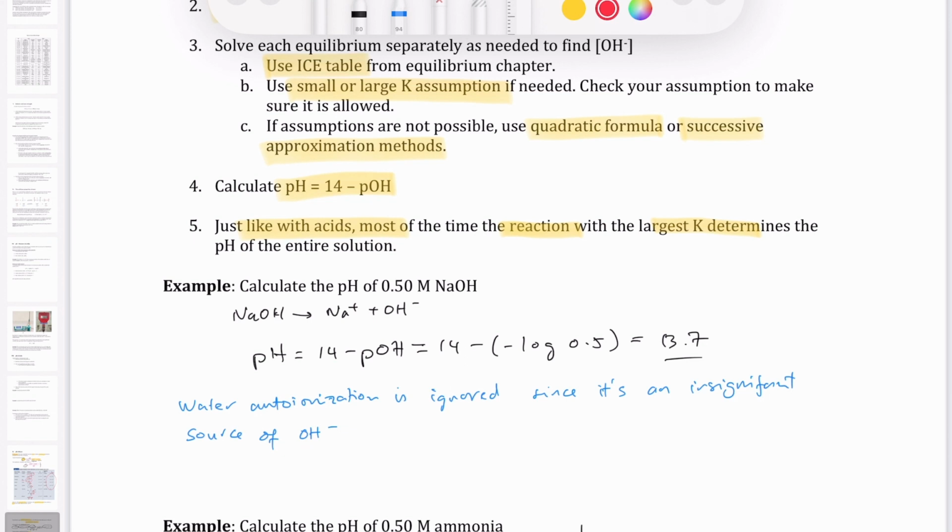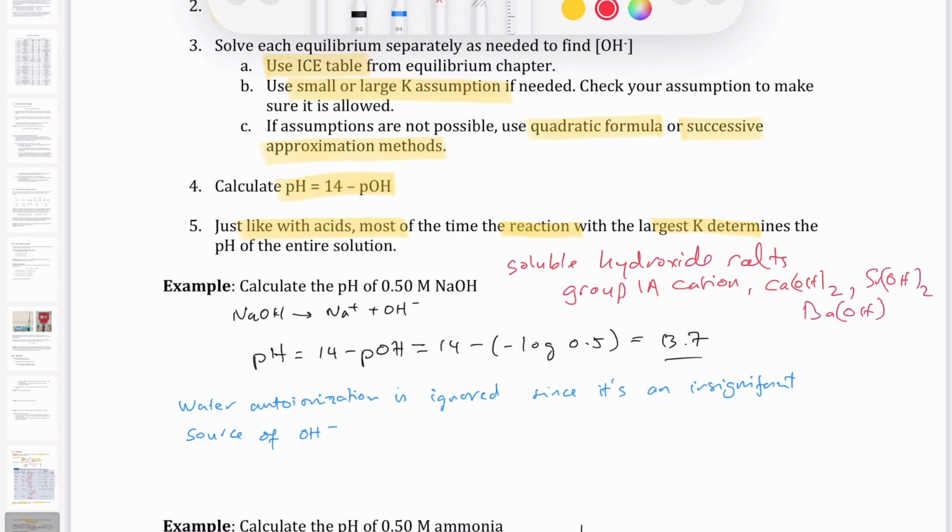So the strong bases are anything that is a soluble hydroxide salt. If you go back to Chem 11 solubility rules, you might remember that some of these hydroxide salts are soluble, and they're the ones that are bonded to group 1A cations, so sodium, potassium, lithium, etc. And then there's 3 from group 2 that you want to keep in mind, which is calcium hydroxide, strontium hydroxide, and barium hydroxide.